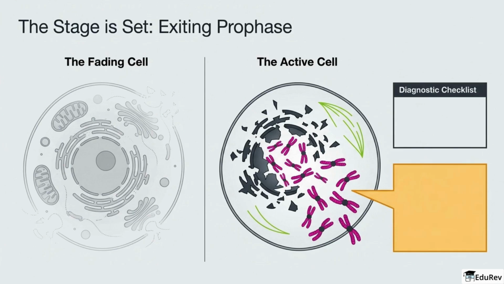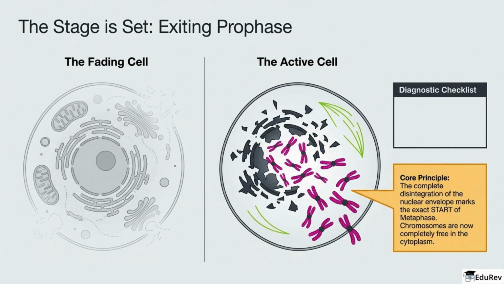The journey into M phase begins at the end of prophase. The nuclear membrane disappears, the nucleolus vanishes, and the chromosomes become completely free in the cytoplasm. The slide's diagnostic checklist is the key. Golgi complex, endoplasmic reticulum, nucleolus, and nuclear envelope are no longer visible as an intact nuclear system. That moment marks the exact start of metaphase-related organization.